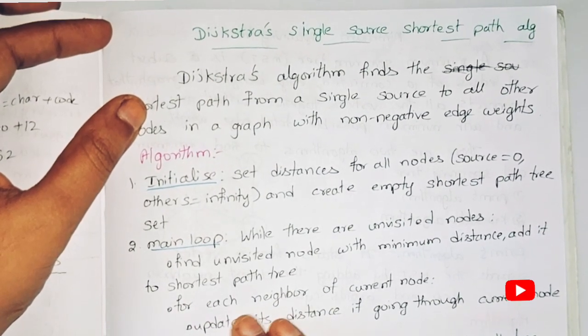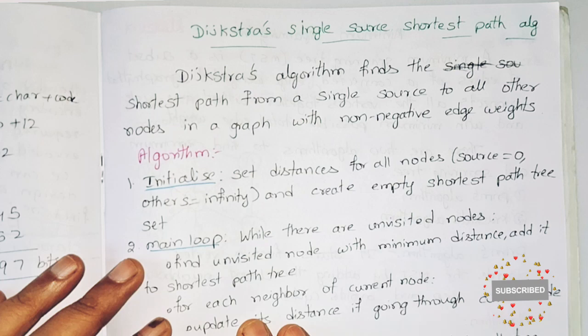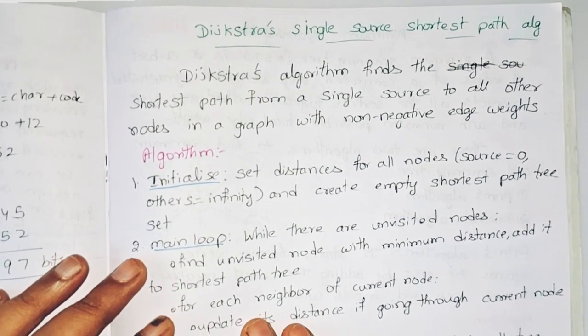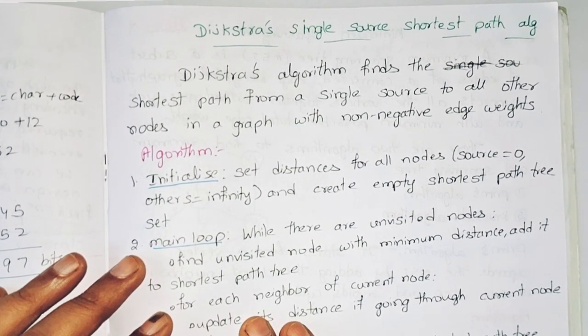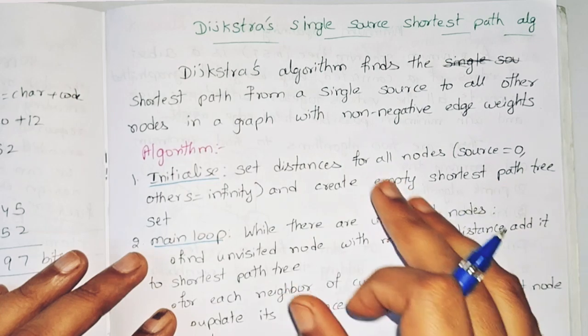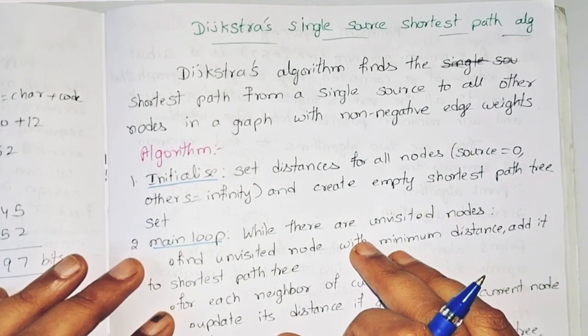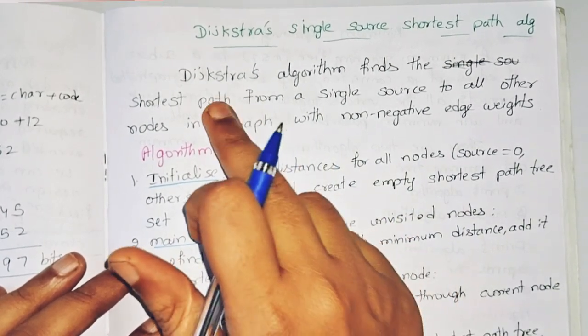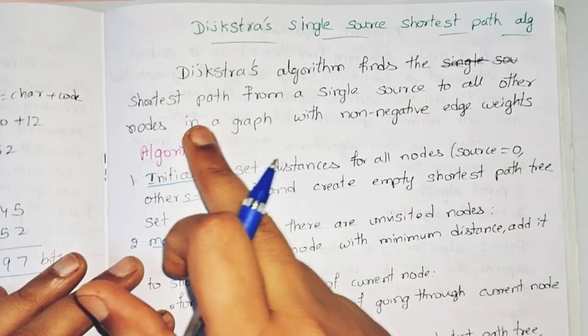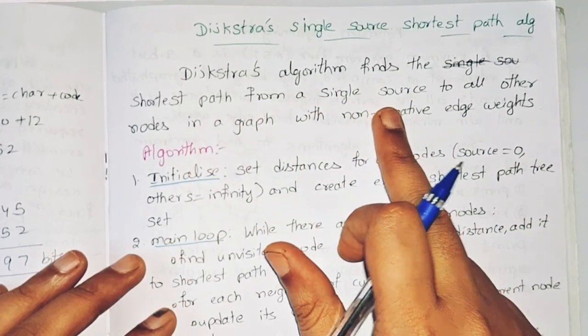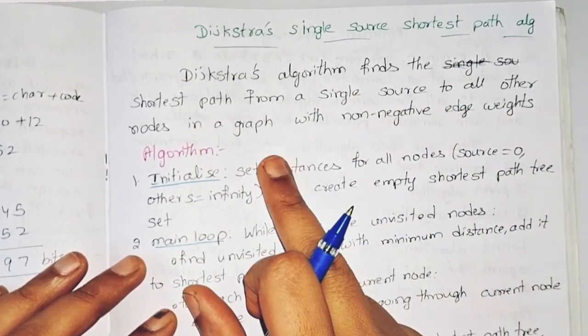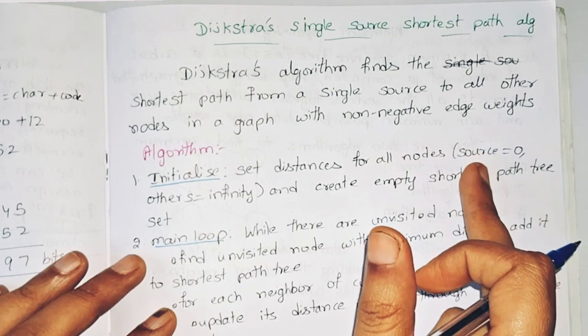In this video, we will learn about Dijkstra's algorithm. Dijkstra's single source shortest path algorithm. We are going to solve this algorithm using the greedy method. In the case of Dijkstra's algorithm, we will find the shortest path from a single source to all other nodes in a graph with non-negative edge weights.